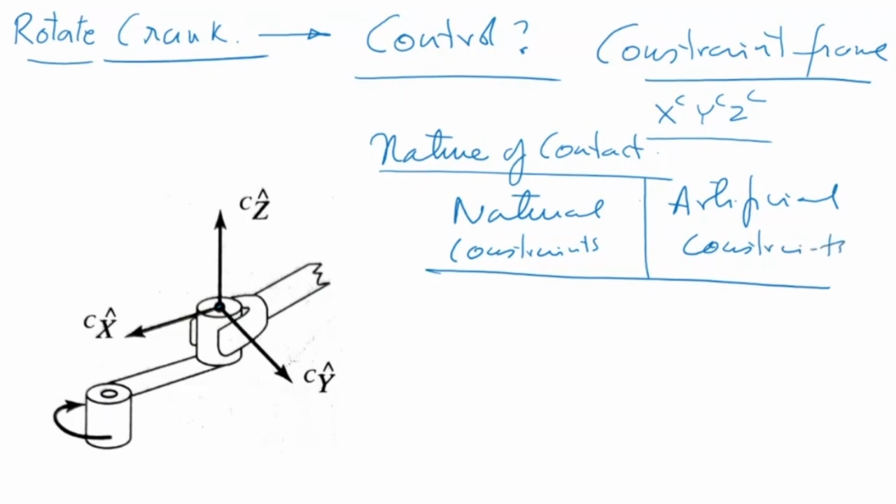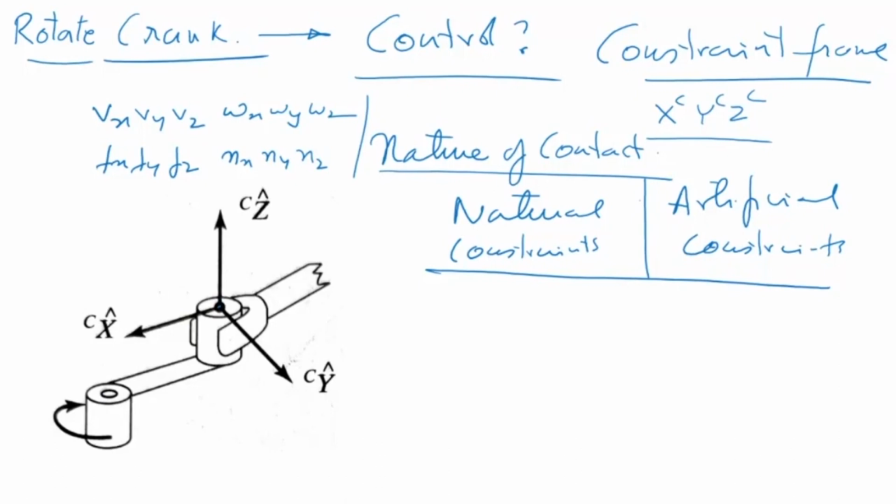Okay, so in terms of the constraints, what are we trying to control? There are forces and moments. So there is Vx, Vy, Vz, omega x, omega y, omega z in terms of velocities. Then you have Fx, Fy, and Fz in terms of forces, and Nx, Ny, and Nz in terms of moments. Okay, so there are actually 12 variables. Some of these would come under natural constraints, some will come under artificial constraints.